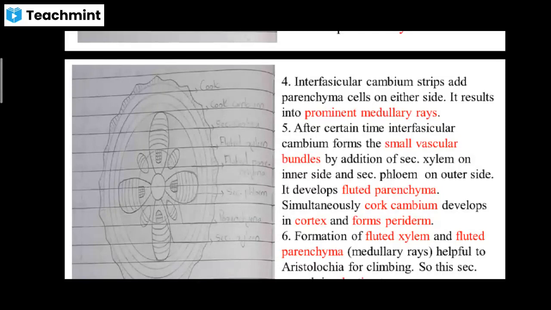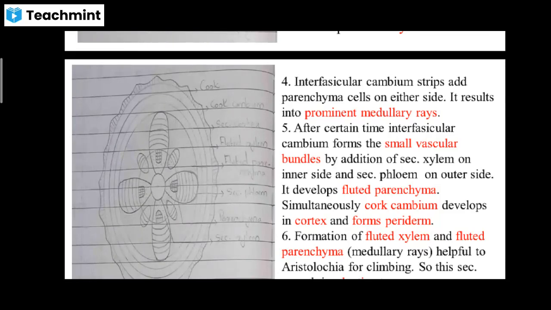Interfascicular means the ring between two vascular bundles; that is the interfascicular cambium. So this ring also adds some parenchymatous cells, and due to this addition, there will be fluted xylem. After some time, these parenchymatous cells form some medullary rays. After certain times, this interfascicular cambium forms small vascular bundles.